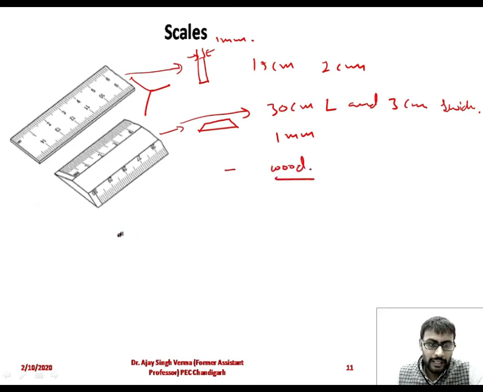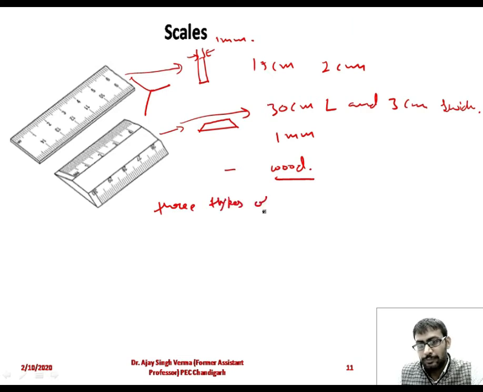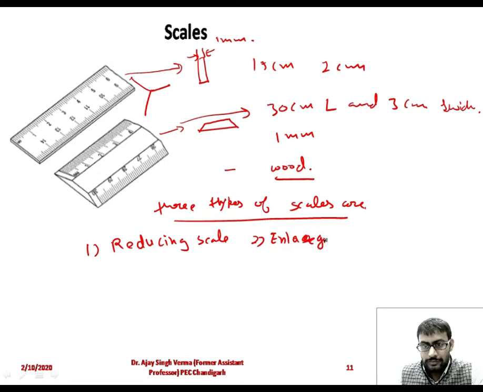In engineering drawing, basically three types of scales are there. What are the three scales? One is the reducing scale. Second one is the enlarging scale, and third one is the full size scale. So what is the advantage of these three?